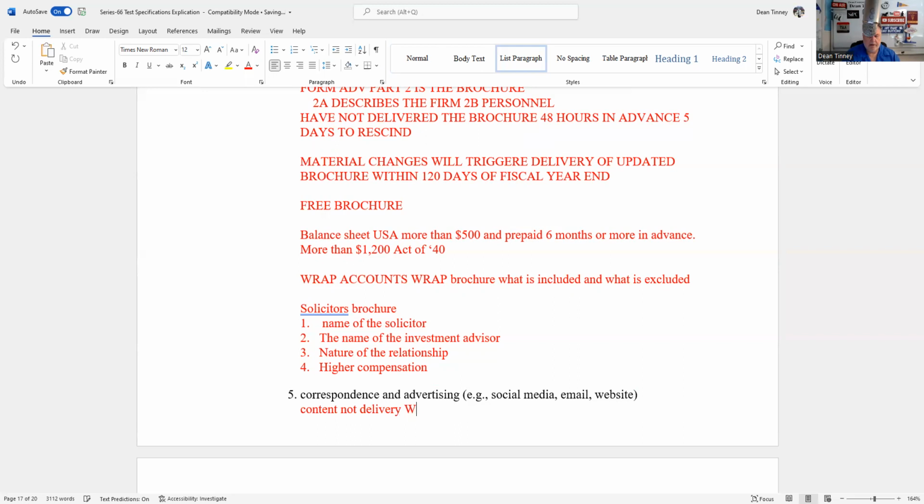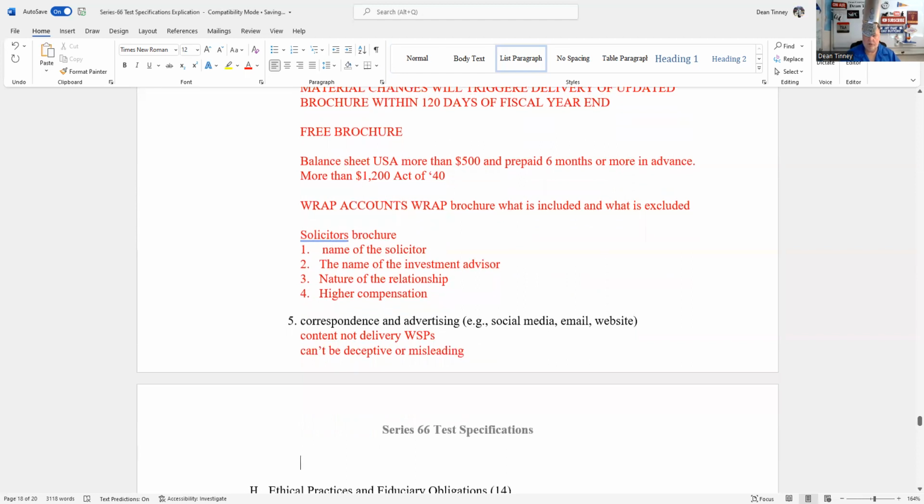And all firms are going to have WSPs, written supervisory procedures, about correspondence and advertising to include social media, email, and websites. And needless to say, that can't be deceptive or misleading. And as we said, we have to make it clear if we're ever giving you tools to use for this stuff. At what point is it a recommendation? At what point is it a library? Like a library of research reports or an investment analysis tool, or what is not.